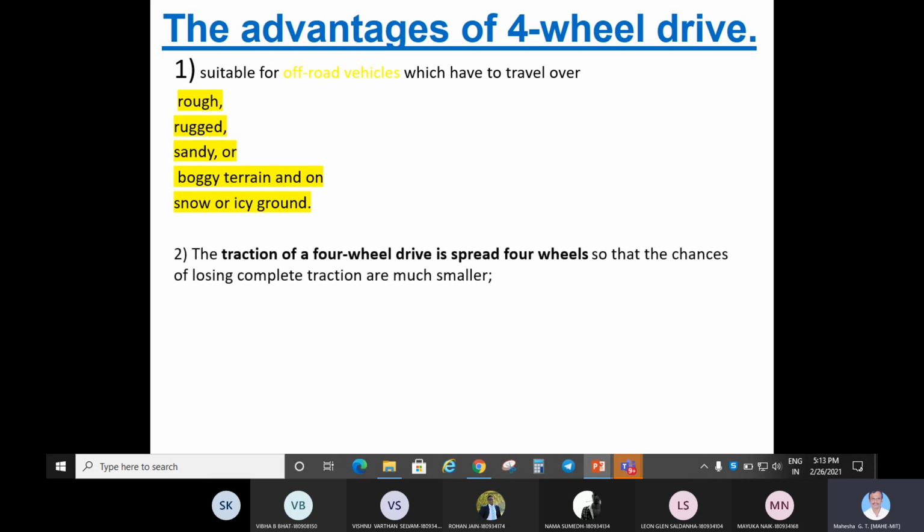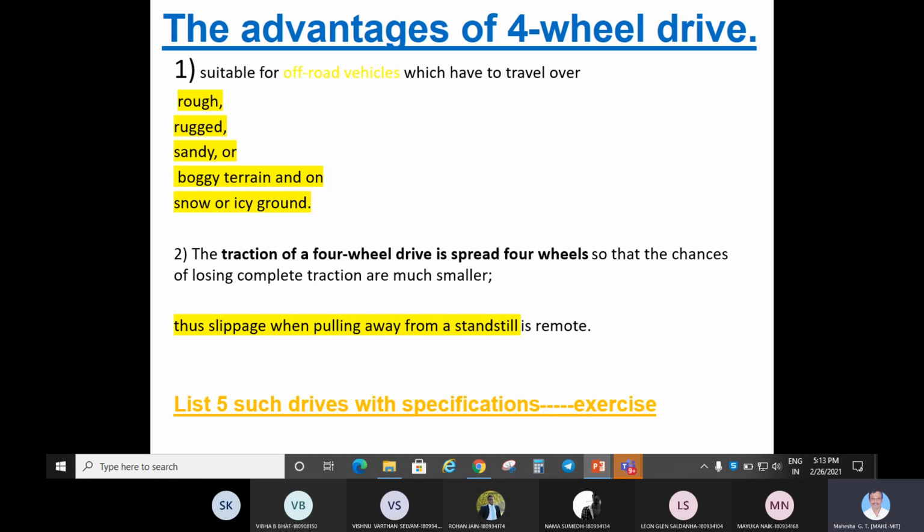Because traction is available to the maximum extent at all the wheels of the vehicle. Spread to four wheels, the chances of losing complete traction, which may occur with front wheel drive alone or rear wheel drive alone, are reduced. Sometimes you may come across such a situation, but this will be very rare. If front wheels have lost traction, at least the rear will have their own, and vice versa. This makes driving the vehicle somewhat convenient on rough terrains. Pulling away from standstill is remote.